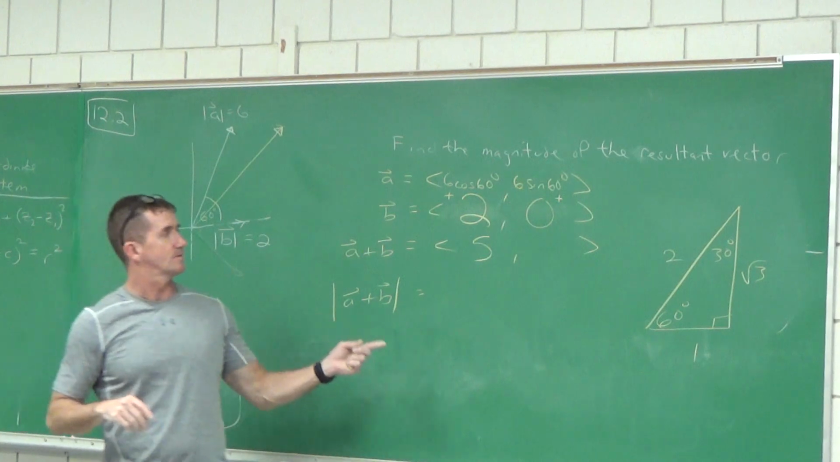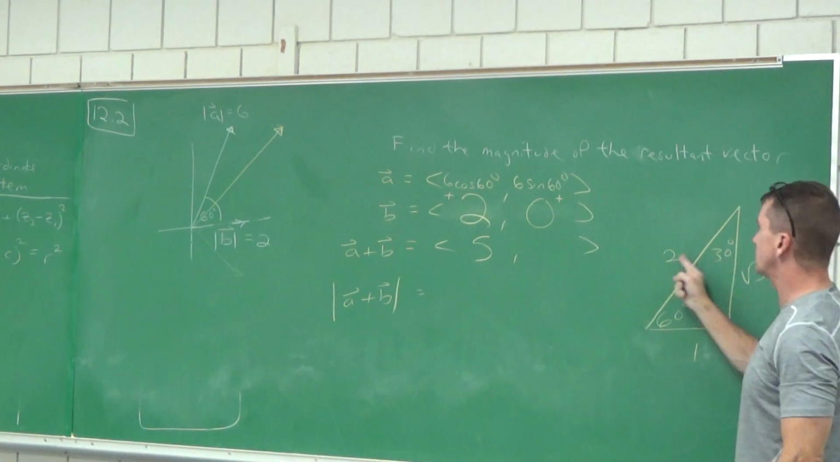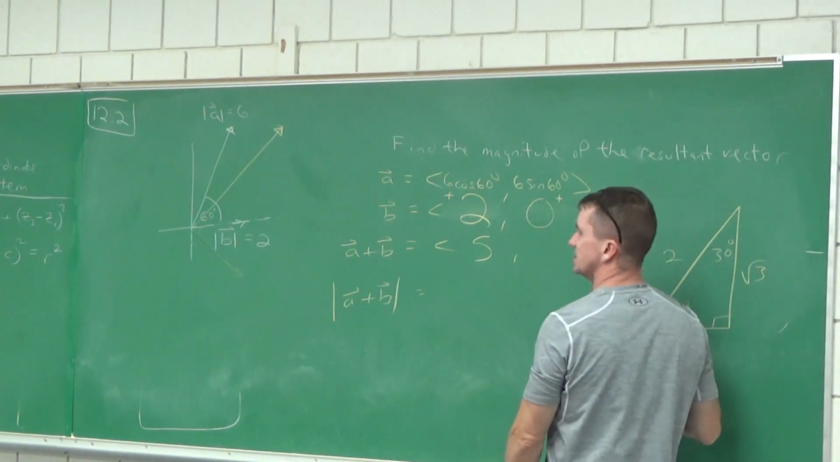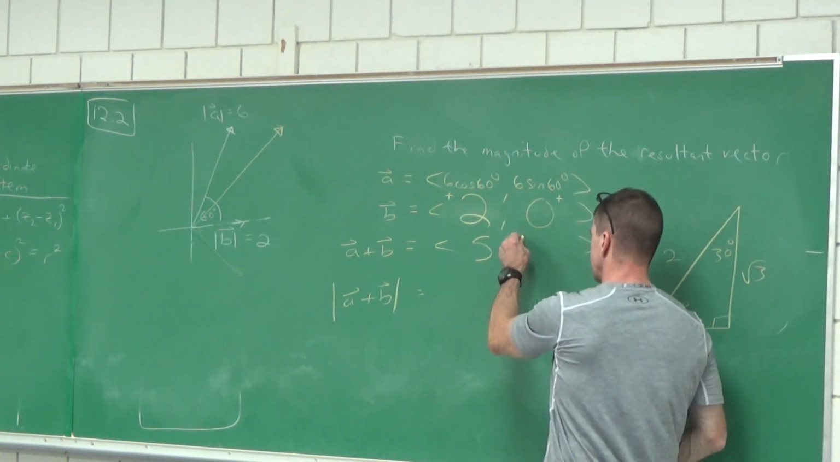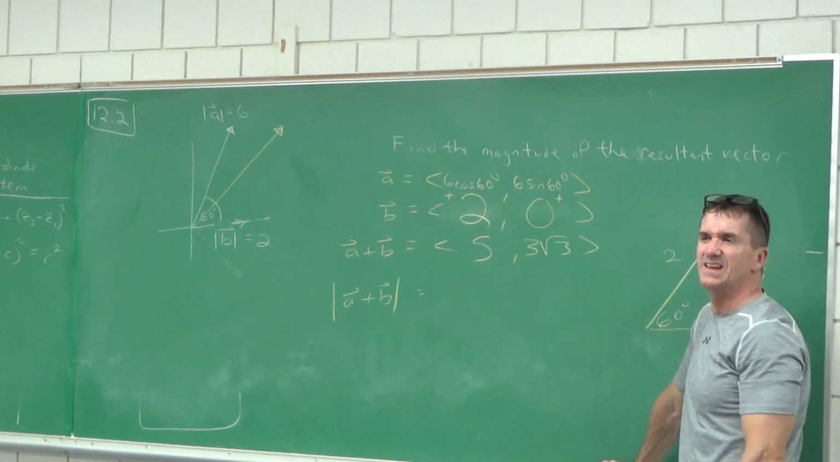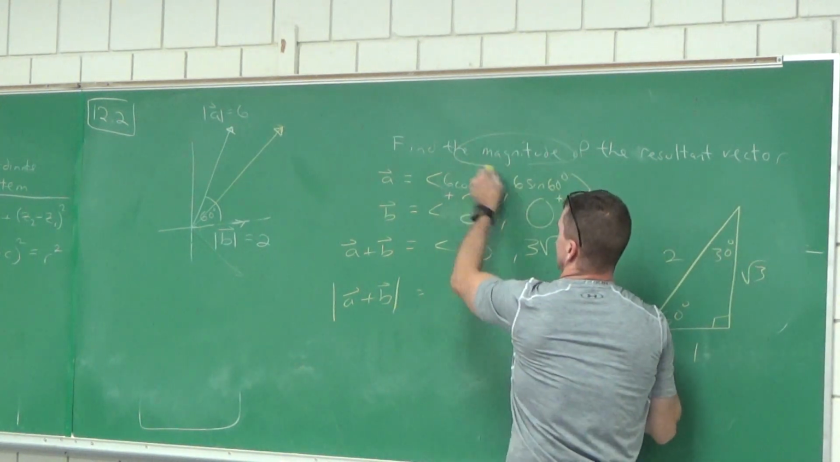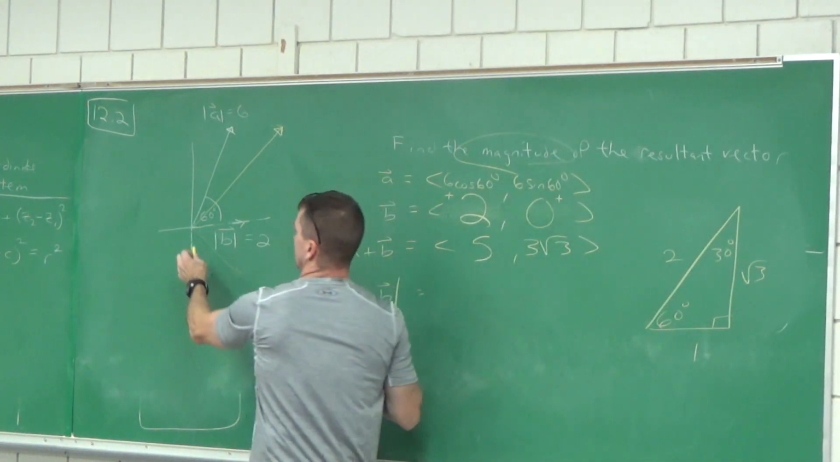Now help me with the other number. Sine of 60 is root 3 over 2. What's 6 times root 3 over 2? 3 root 3. Okay. Now what's its length? What's its magnitude? We're looking for the magnitude. By the way, look, there's the 5.